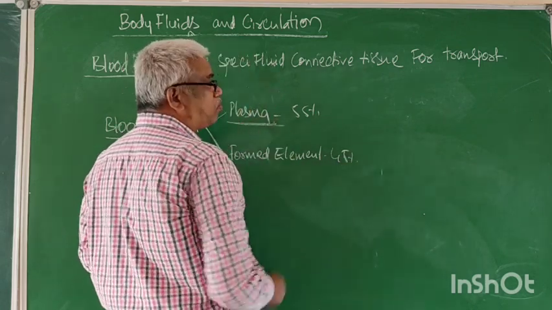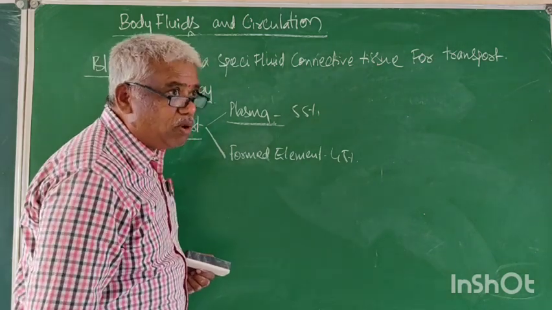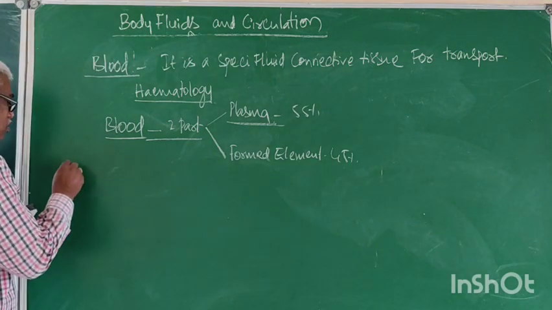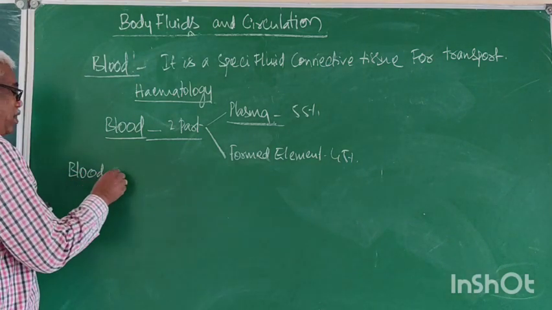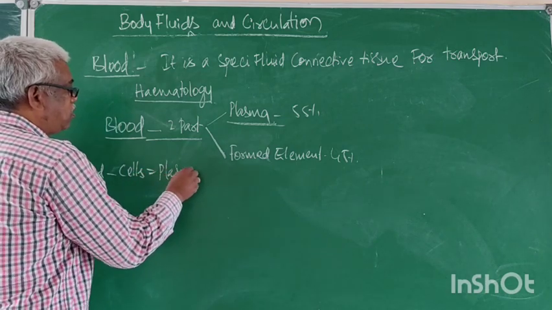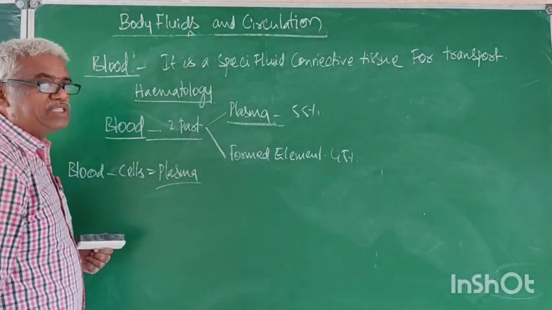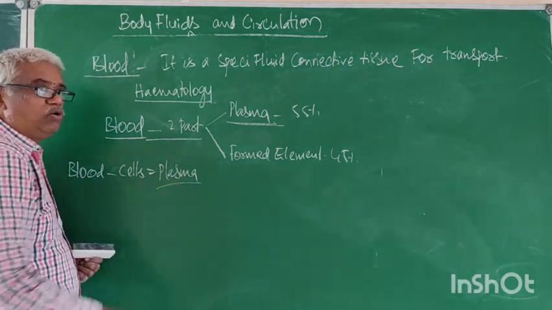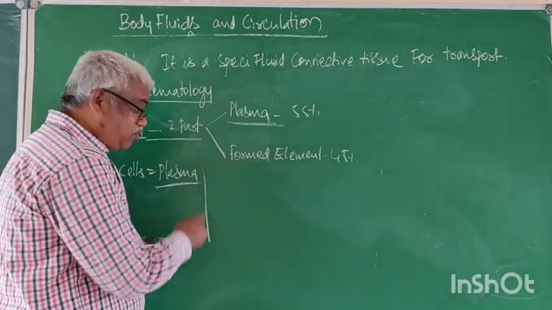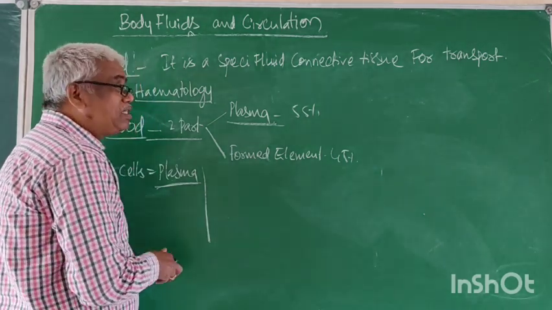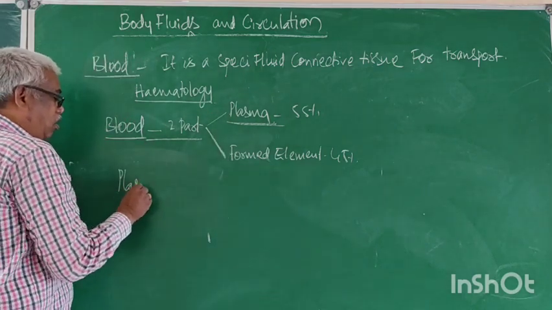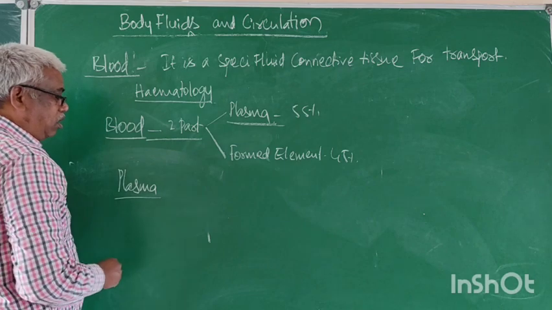Now what is plasma? Define plasma. Blood without cells. Blood minus cells is equal to plasma. When you remove the cells from the blood, you will get only plasma. Now we are discussing the composition of plasma.